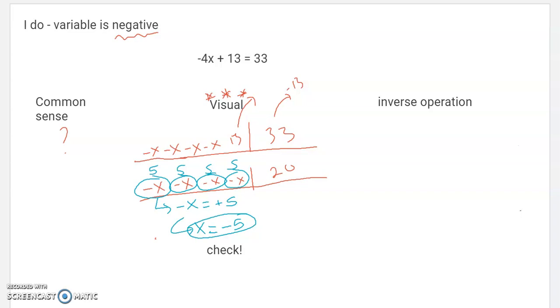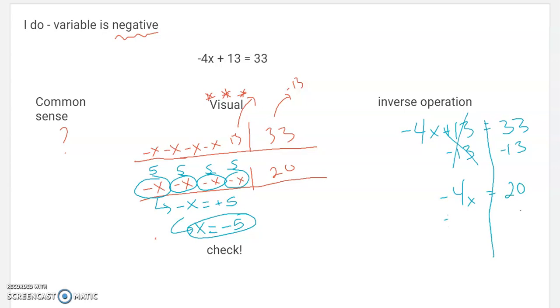Weird step. Inverse operation, no big deal. Nothing's really new in the inverse operation strategy in this level. So if we do this, and you'll see we'll get the same thing. So if I do this, remember the inverse of adding 13 is subtracting 13. So now we've got negative 4x equals 20.